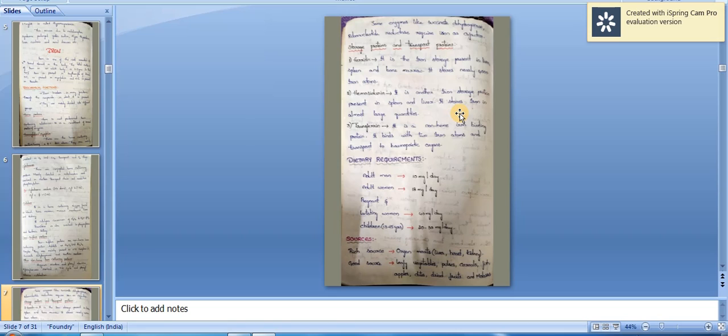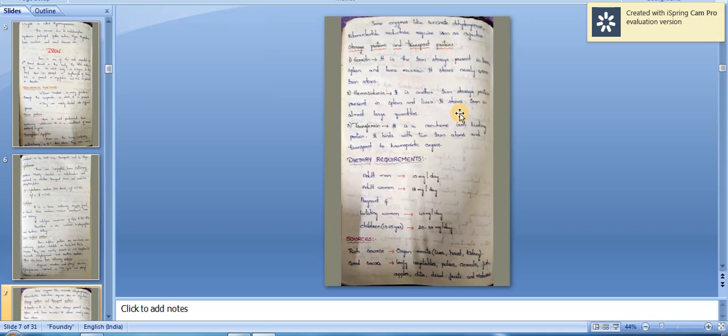Next, hemosiderin. It is another iron storage protein present in spleen and liver. Ferritin is present in liver, spleen and bone marrow. Hemosiderin is present in spleen and liver. It stores iron in large quantities.